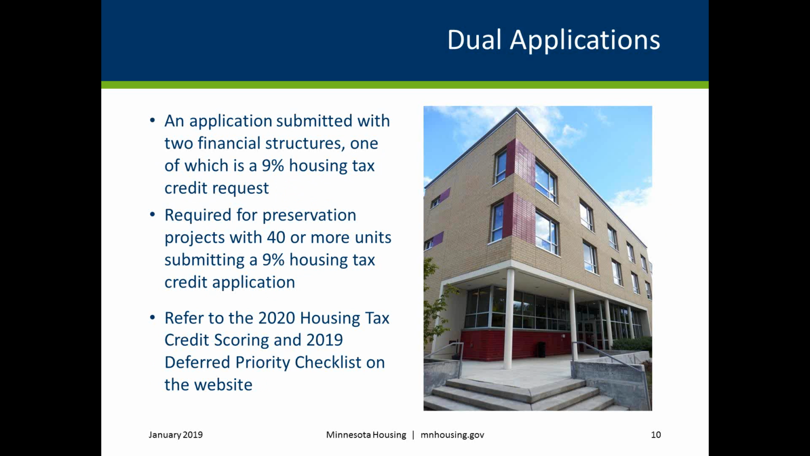Refer to the 2020 Housing Tax Credit Scoring and 2019 Deferred Priority Checklist Guide via the link on the Application Resources page under the Apply for Funding tab. Scroll down and click View 2019 Application Materials for reference only. Once on the Application Materials page, click the Common Application Forms.